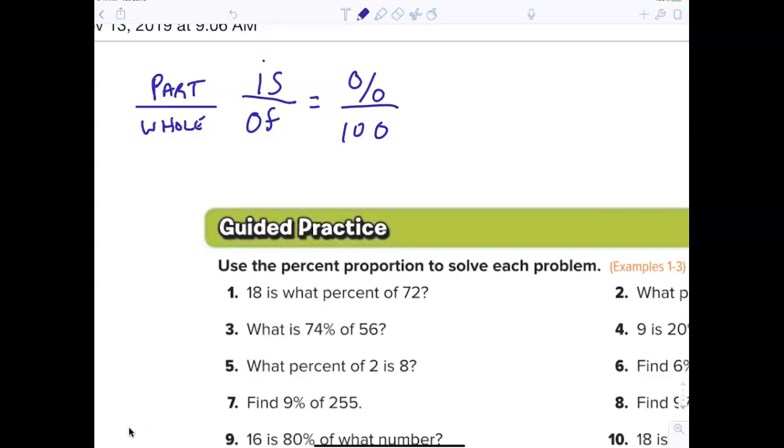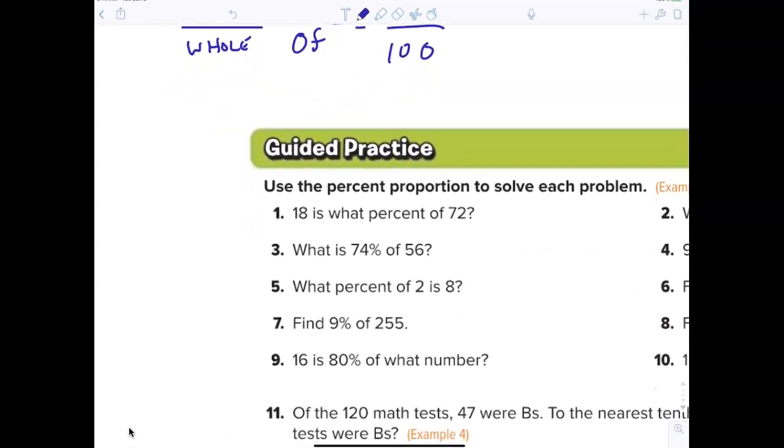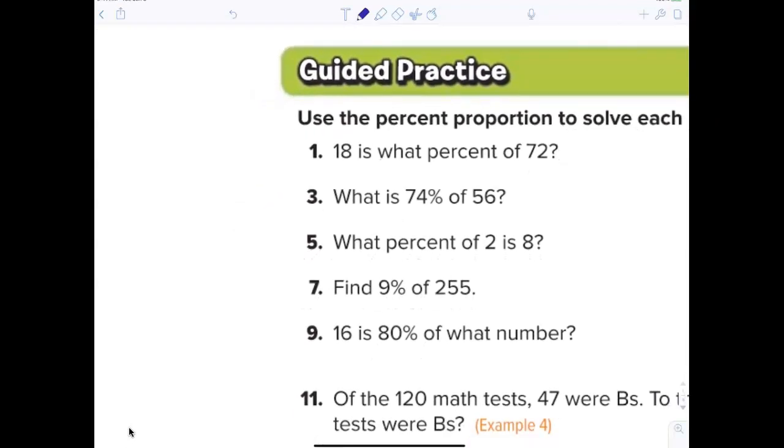So let's see if you understand what she said over here. We're looking for the percentage, right? So is 18 the part or is 18 the whole? 18 is the part, right? So we're saying 18 out of 72 needs to be converted to a percentage. That's what we're asking. So please write that down: 18 over 72 is equal to x over 100.